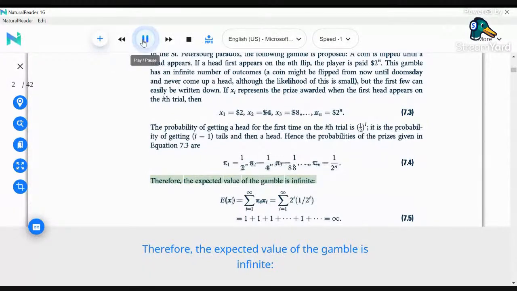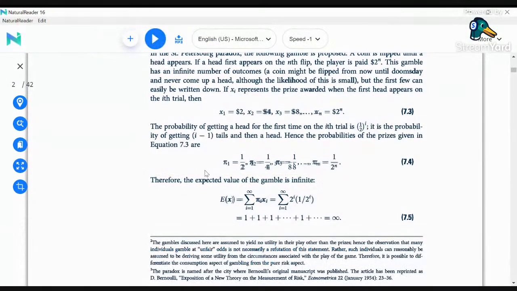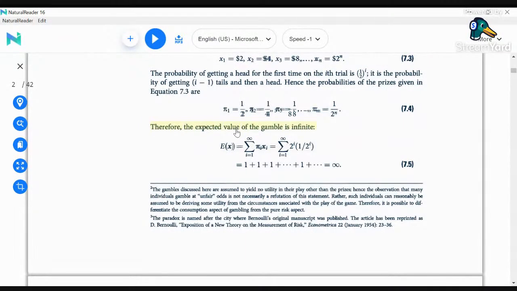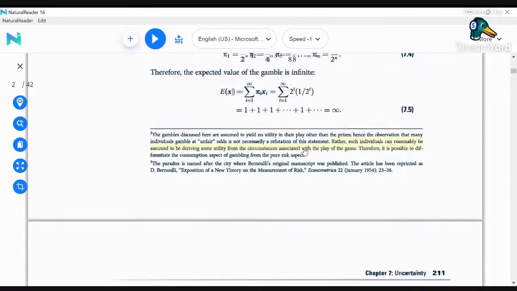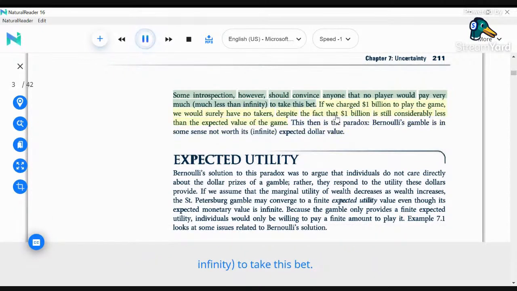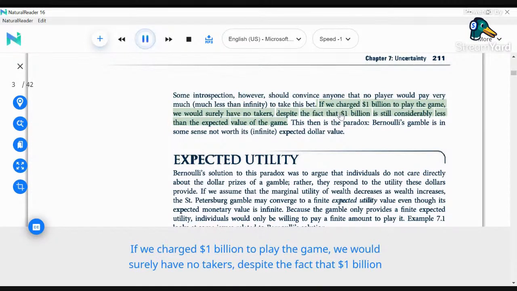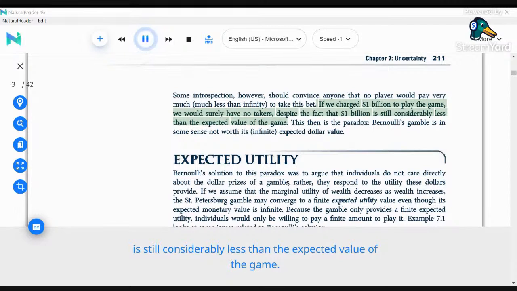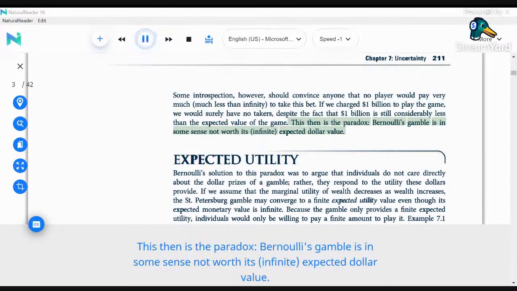Therefore, the expected value of the gamble is infinite. Ya, oleh karena itu, nilai yang diharapkan dari gambling adalah tidak terhingga. Some introspection, however, should convince anyone that no player would pay very much less than infinity to take this bet. If we charged $1 billion to play the game, we would surely have no takers, despite the fact that $1 billion is still considerably less than the expected value of the game. This then is the paradox.